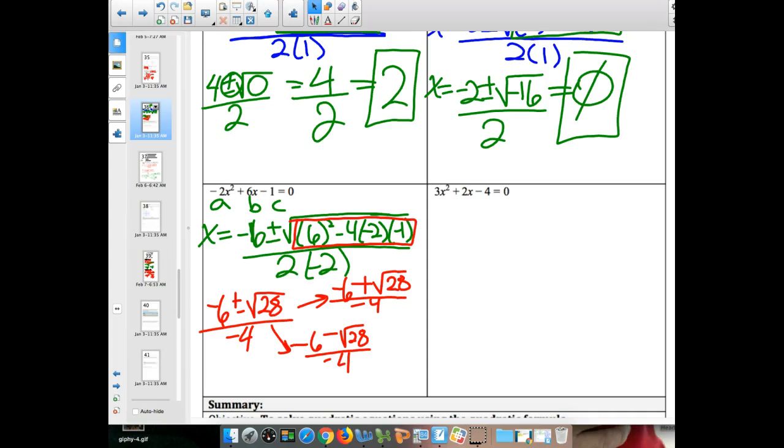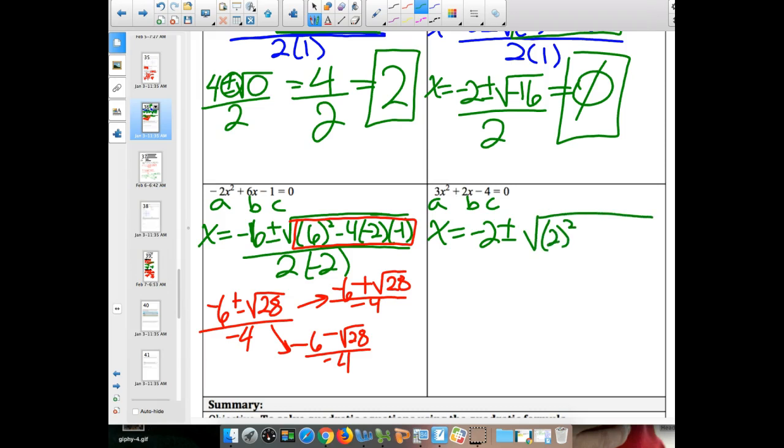All right. So we have our last one here like this. So again, I have my A, my B, and my C. So I'm going to say x equals negative 2 plus or minus 2 squared minus 4 times 3 times negative 4, all over 2 times 3.